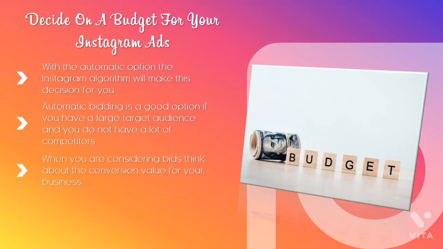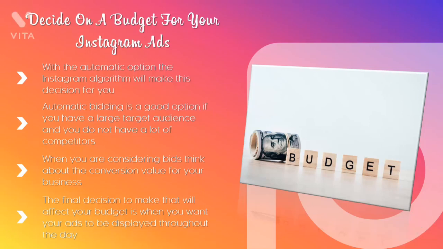When you are considering bids, think about the conversion value for your business. Only you know this, and you cannot rely on Instagram for this because they don't know. Be aware that not all audiences offer the same value. If this is the case, then you need to adjust your bids based on the audience you are targeting. The final decision to make that will affect your budget is when you want your ads to be displayed throughout the day. There is a standard option here, or you can choose the more expensive accelerated option, which will make the pace of delivery faster.